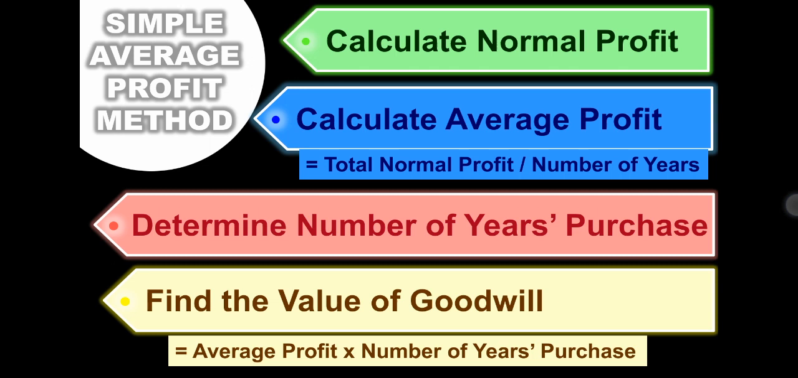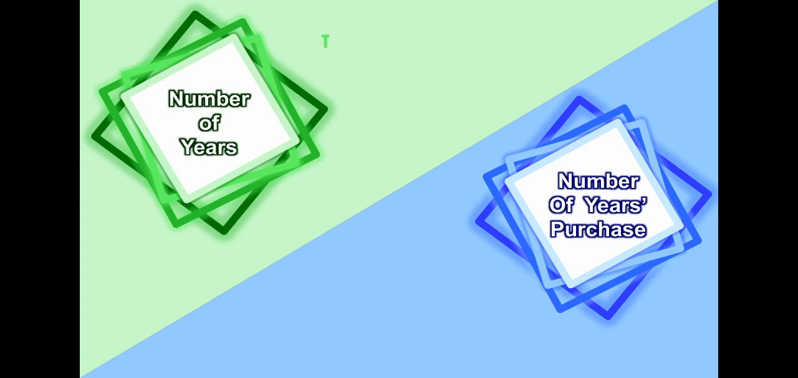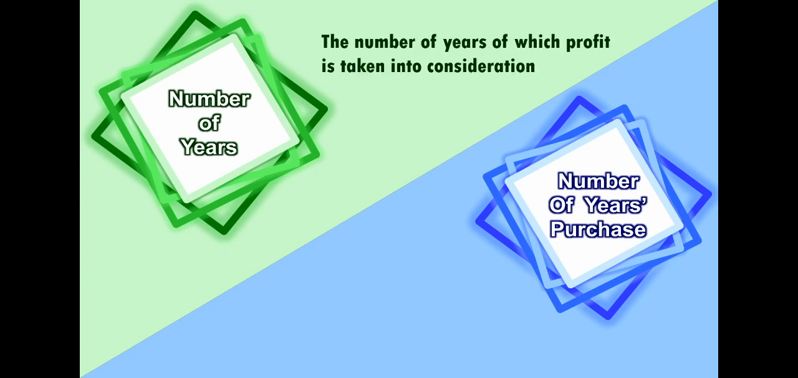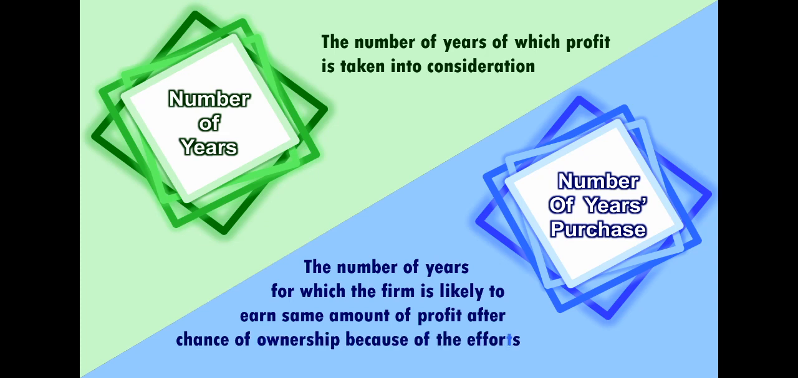Let's look at the difference between number of years and number of years purchase. Number of years means the years of which profit is taken into consideration, while number of years purchase means the number of years for which the firm is likely to earn the same amount of profit even after change of ownership because of the efforts put in the past. It means that even after change of ownership, there will be no effect on the firm's profit for the next few years. Those expected few years are called number of years purchase.